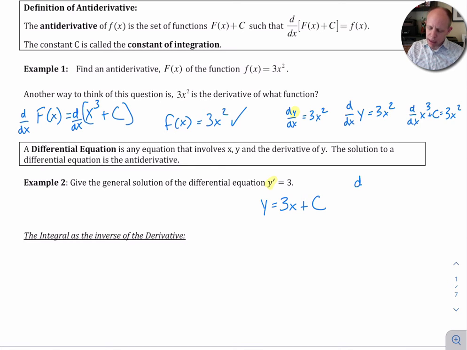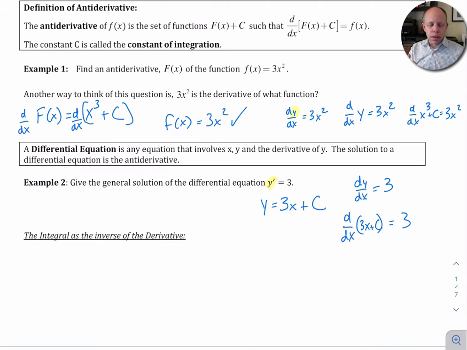So again, we had dy over dx has to equal 3, and we're trying to find what that y value is. So d over dx of what function leads us to 3? Well, it has to be some sort of 3x. And again, that constant doesn't matter. So this is kind of the process of how we figure this out.